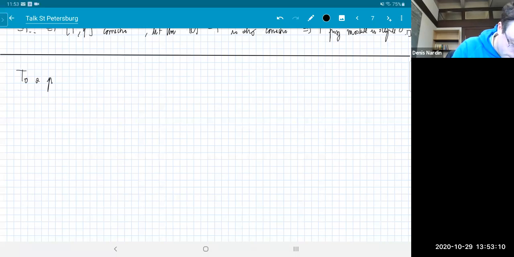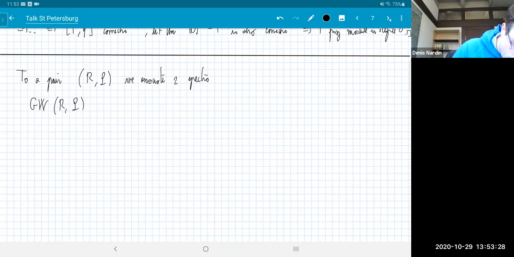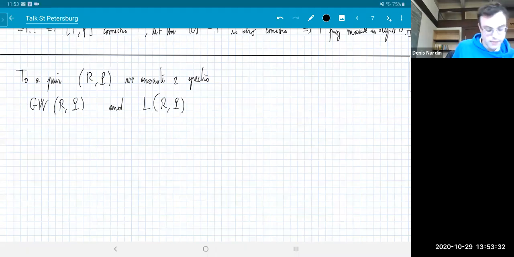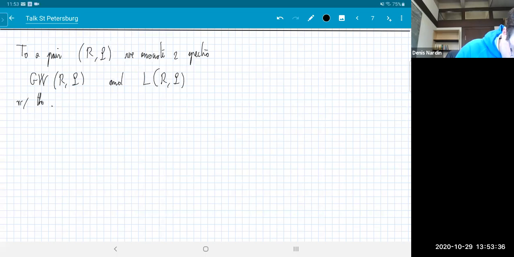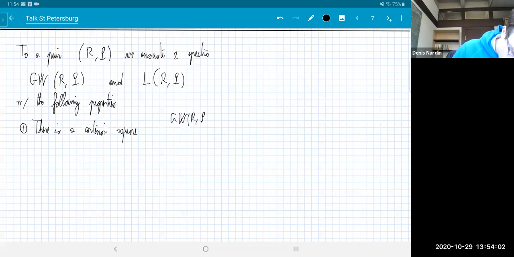So to a pair R, kappa, we associate two spectra, GW(R, kappa) and L(R, kappa), with the following properties. So what do we want? There is a Cartesian square, GW(R, kappa), L(R, kappa), K(R, kappa) and we fix points, K(R, kappa)^{hC2}.